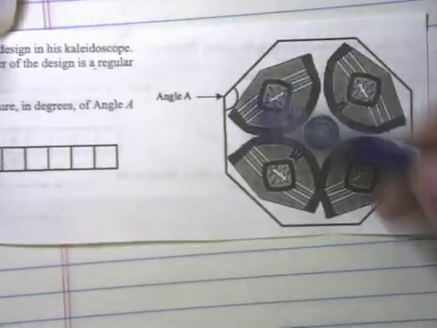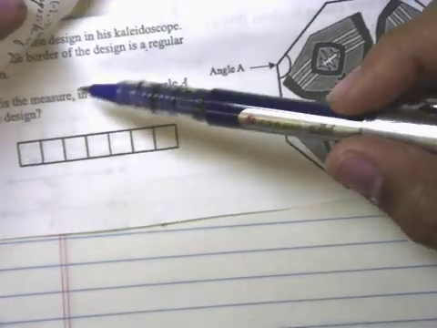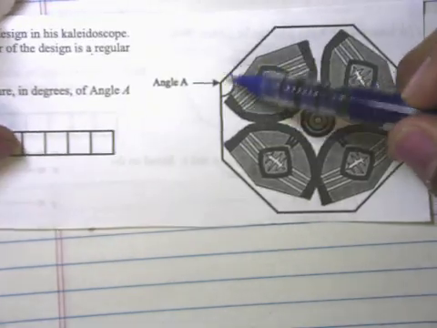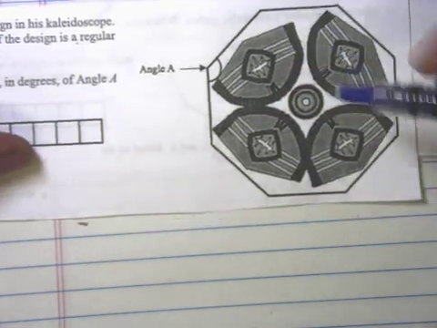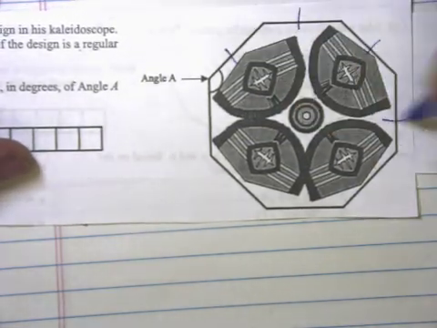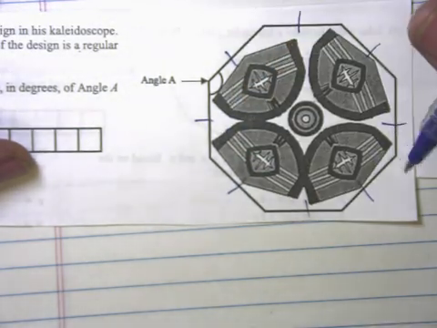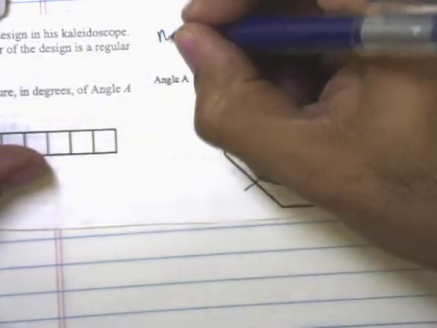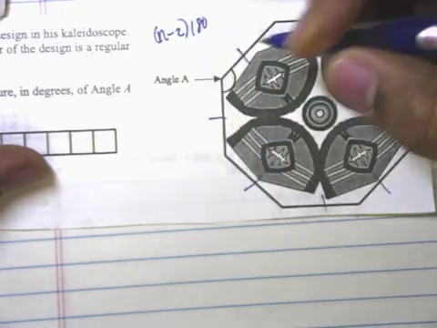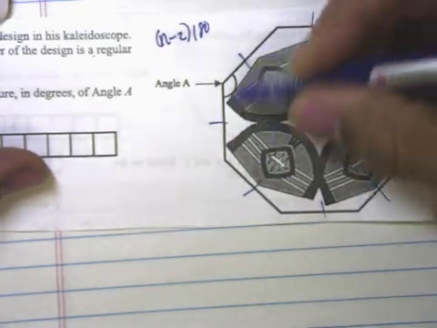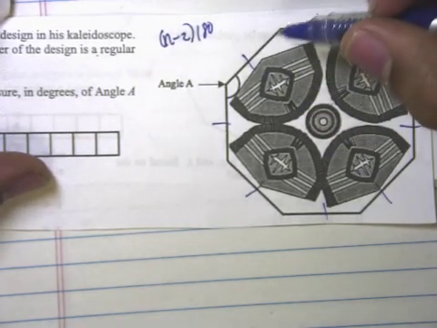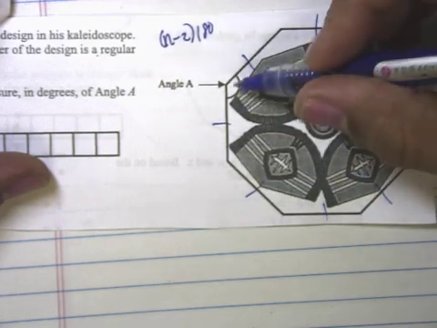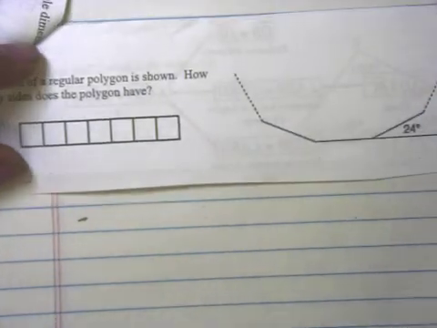Then I have a question that looks like this. I have a shape that looks like this, and the question is, what is the measure in degrees of angle A? Well, first I need to know how many degrees I have inside this entire polygon. So I'd probably count the sides. 1, 2, 3, 4, 5, 6, 7, and 8. So it's an octagon. Using the formula n minus 2 times 180, I can figure out how many degrees are inside this polygon. Once I know that, all I need to do is divide by the number of angles or the number of sides to get the measure of one of the angles.